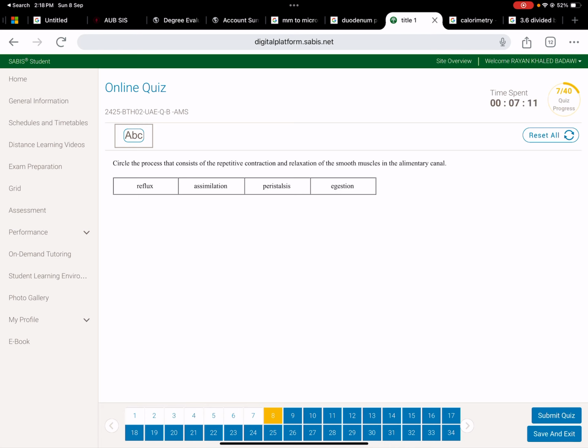Circle the process that consists of the repetitive contraction and relaxation of the smooth muscles in the alimentary canal. We spoke about this. It is peristalsis.